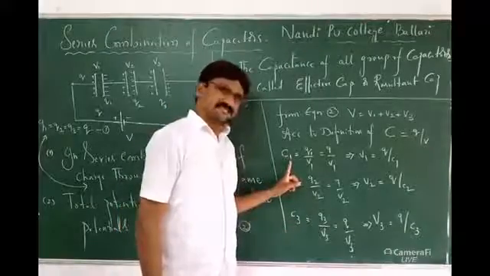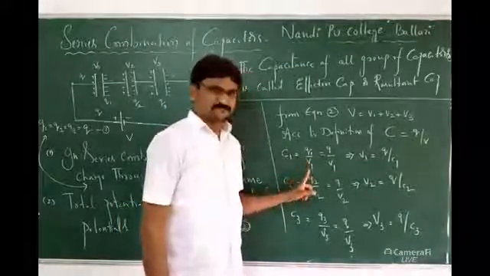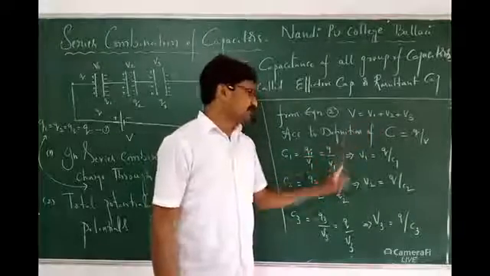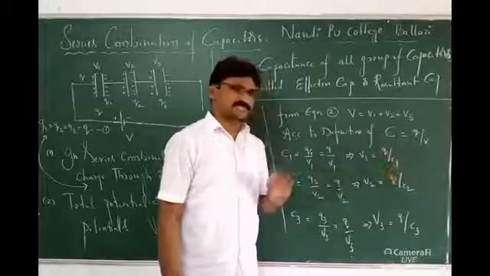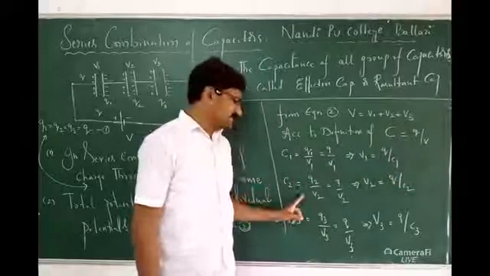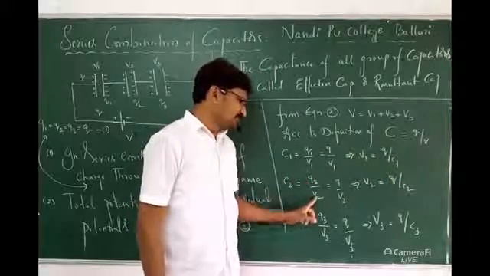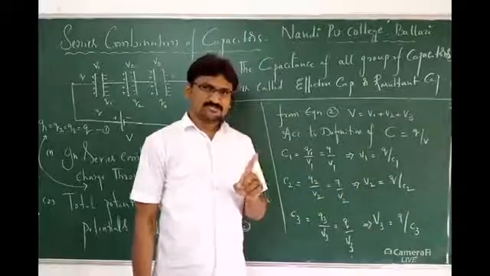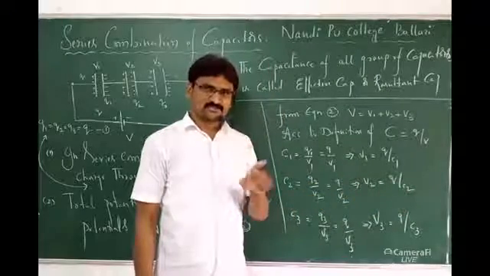First capacitance is charge by potential. Charge is the same, Q by V1. So what do I want? V1 is equal to Q by C1. For the second capacitance C2, Q2 by V2, Q by V2, V2 is equal to Q by C2. Hope you understand. You must write this question tomorrow.